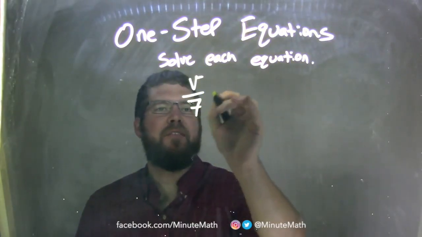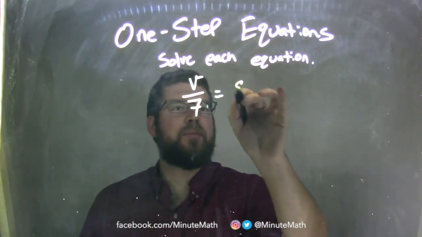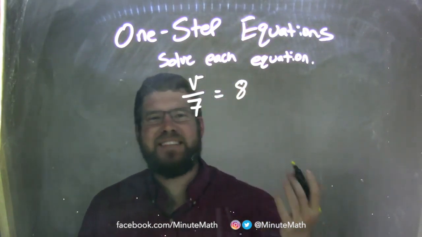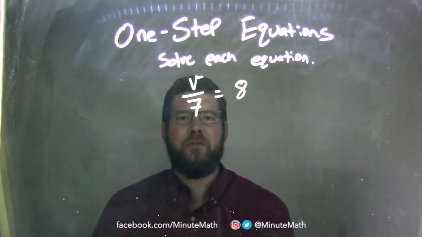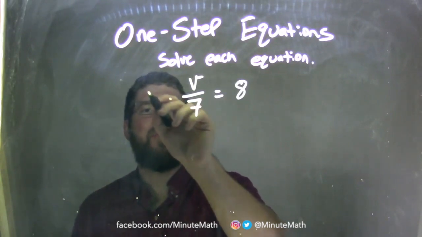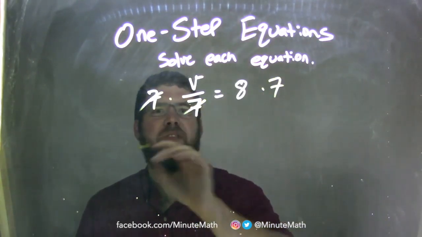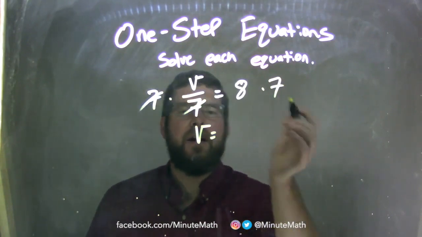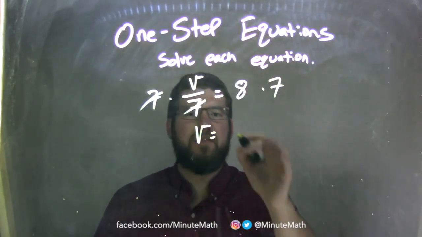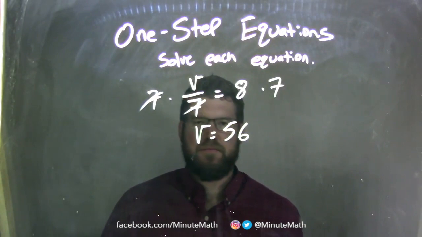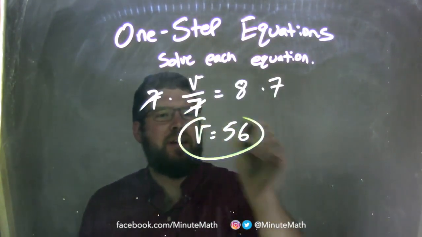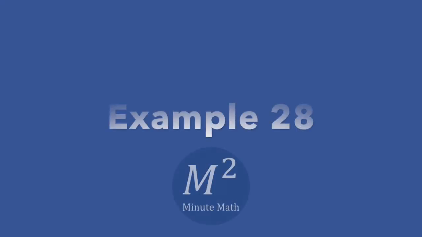V over 7 equals 8. Well, V over 7 is just division. Opposite of division is multiplication. So I'm going to multiply both sides by 7, and this becomes a fairly simple problem. The 7's cancel. I'm looking at the V on the left here, and what's 8 times 7? 56. So I have V equals 56, and that's my final answer.